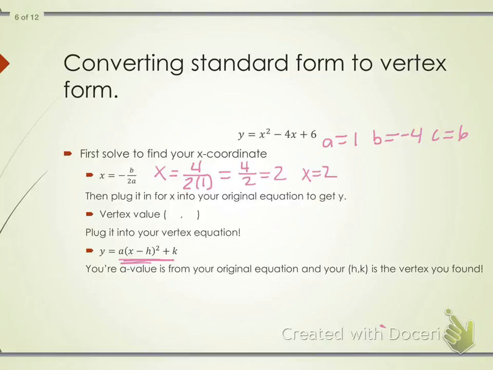Then we're going to plug it in for x into our original equation to find our y, so we can get our vertex. So y equals, we plug that 2 in. 2 squared minus 4 times 2 plus 6. 2 squared is 4. Negative 4 times 2 is negative 8 plus 6. So we got 4 minus 8 is negative 4, plus 6 is 2. So that point, my vertex point, we're going to plug in right here, so it is 2, 2.